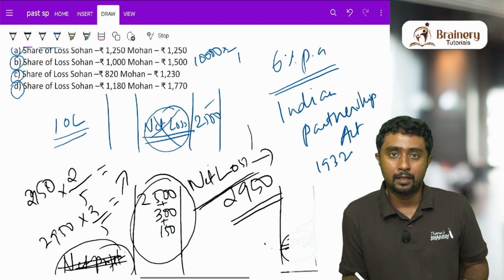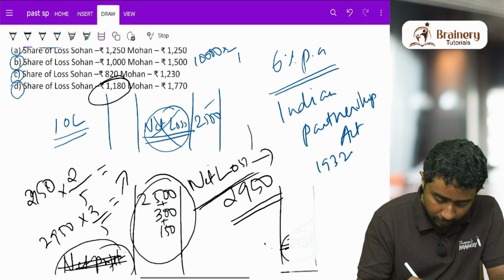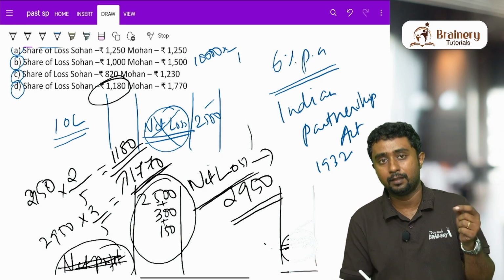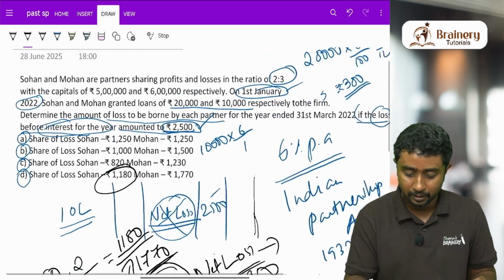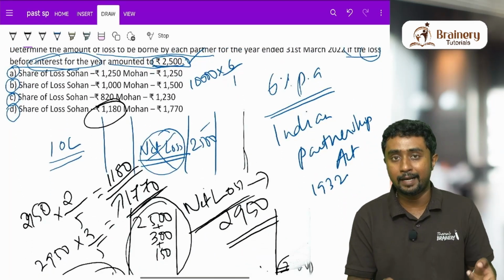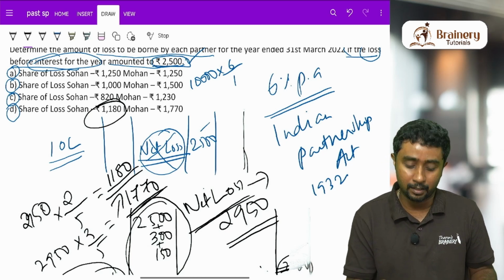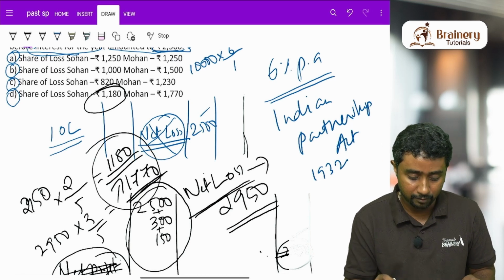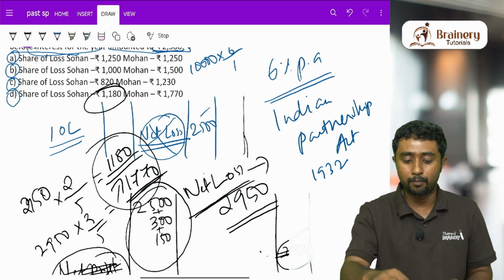Just try once. Obviously the first person will get 1180 and the second person will get 1770, because the charge was not considered while calculating the loss given in the question, which is 2500. So we are adding the charge along with that loss, because loss will increase when the charge is more. Loss increased and we are dividing it in the normal profit sharing ratio, which is already given in the question. So the answer will be 1180 and 1770. Hope that made it clear.